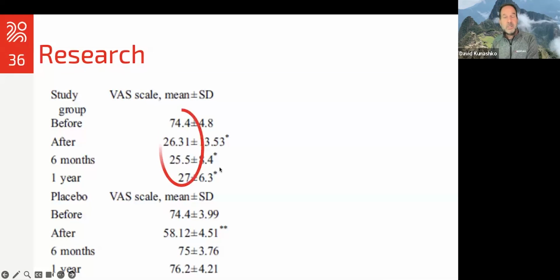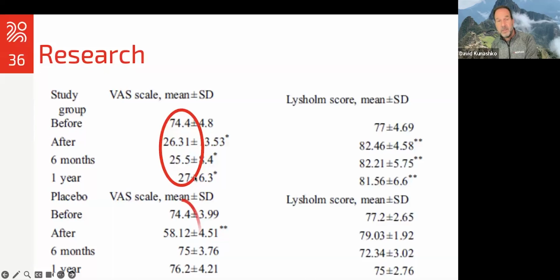Okay, so this is what they showed. This is the visual analog scale. Remember, it's 0 to 100. They started at 74 for the group that received laser therapy. After the treatment regime, it went down to 26. After 6 months, it was at 25, and 27 after a year. In the placebo group, it started at 74. It went down, because you always get a placebo reaction, to 58. And guess what? After 6 months, they were back at square one at 75. A year later, 76. So they were still not feeling great.